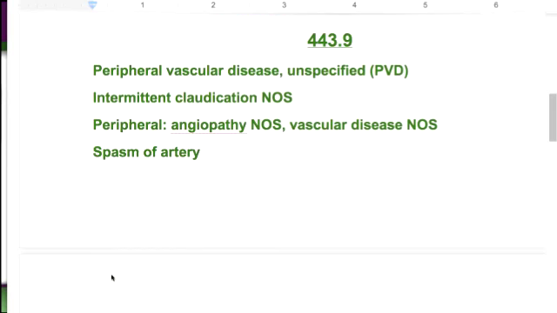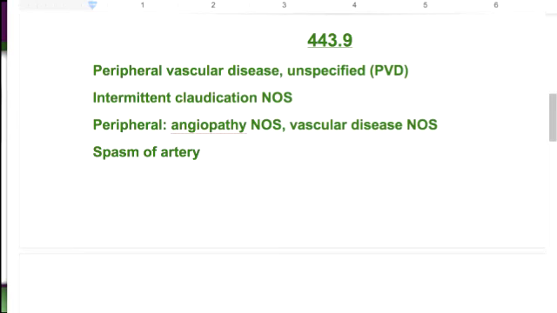Another common code is 443.9, peripheral vascular disease, unspecified. So they're just saying the person has PVD, and a lot of times it'll be written PVD, especially in handwritten notes, but they'll say, patient has PVD. Also, intermittent claudication, or claudication, you'll see that a lot of times in the reports. I've never really seen documented spasms of the artery, but that obviously falls into this because it's listed. But 443.9, if a person has PVD, they have it for life.